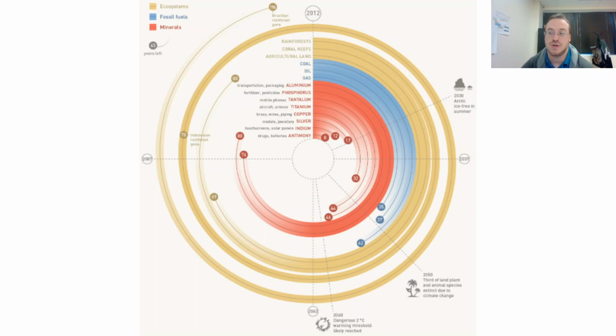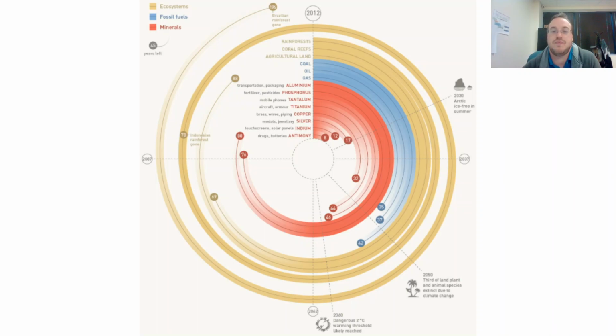Antimony is used in batteries as well as some pharmaceuticals. Titanium is used in aircraft and in armor for tanks or for infantry around the world. Copper and silver are used for electrical as well as pipes. Tantalum is used in mobile phones. Phosphorus is important for fertilizing and pesticides. Aluminum, I mean, you guys probably have a piece of aluminum within reach. The body on this laptop is aluminum. Part of my phone is aluminum, the body of it. There's a lot of pop cans.